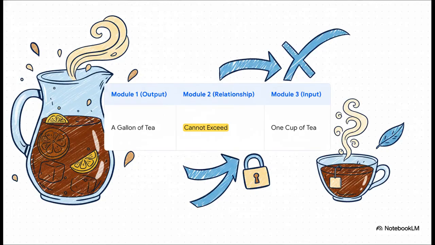This is a perfect illustration of how that works. Let's say we want to test a claim about tea. Simple. We just fill our modular boxes. The output box gets a gallon of tea. The input box gets 1 cup of tea. And that rule in the middle, cannot exceed, that stays fixed. And just like that, we've translated a real-world claim into our logical framework.